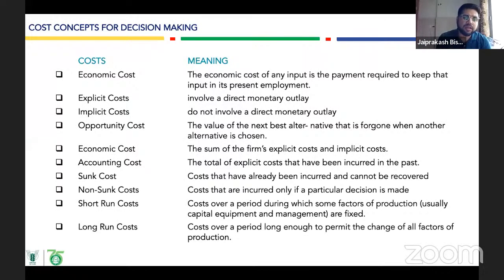Okay, I think these economic cost and accounting cost concepts are clear. Is it?